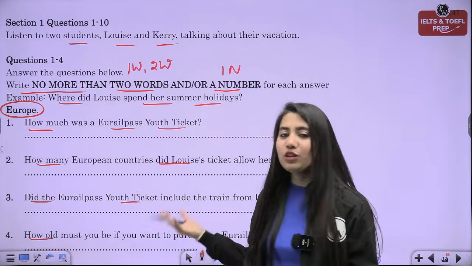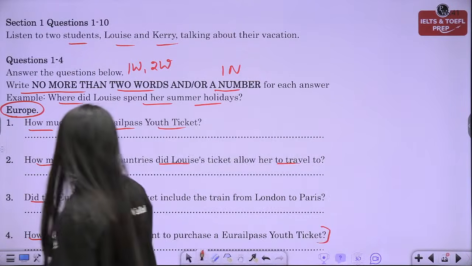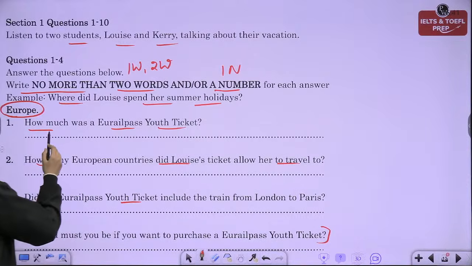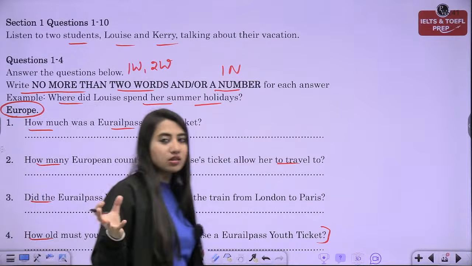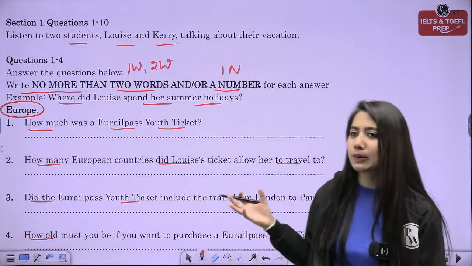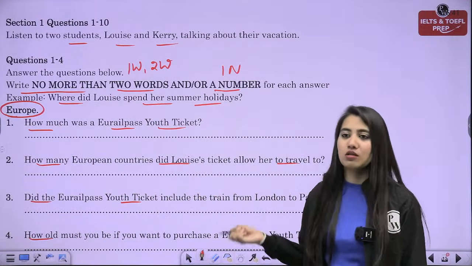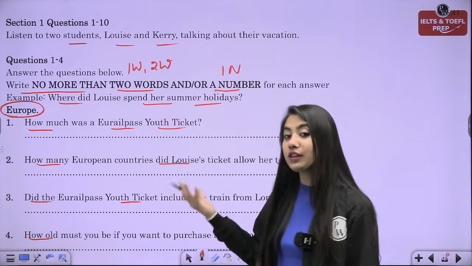Okay, let's quickly check the answers now. The very first question we had was how much was a Eurail Pass youth ticket? So here we have to tell the cost. What should be the correct answer for this one? Let me know here in the chat box. Waiting for your answers. Then I'll reveal the correct answer.